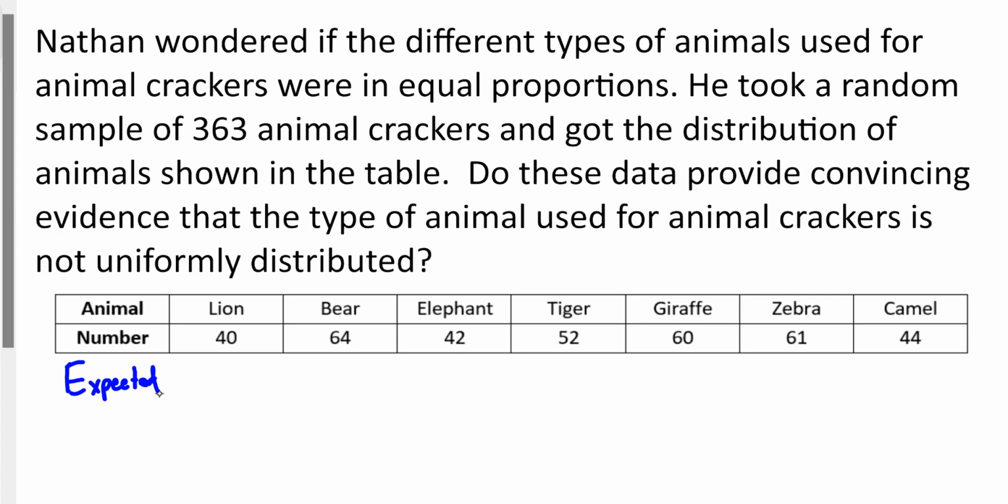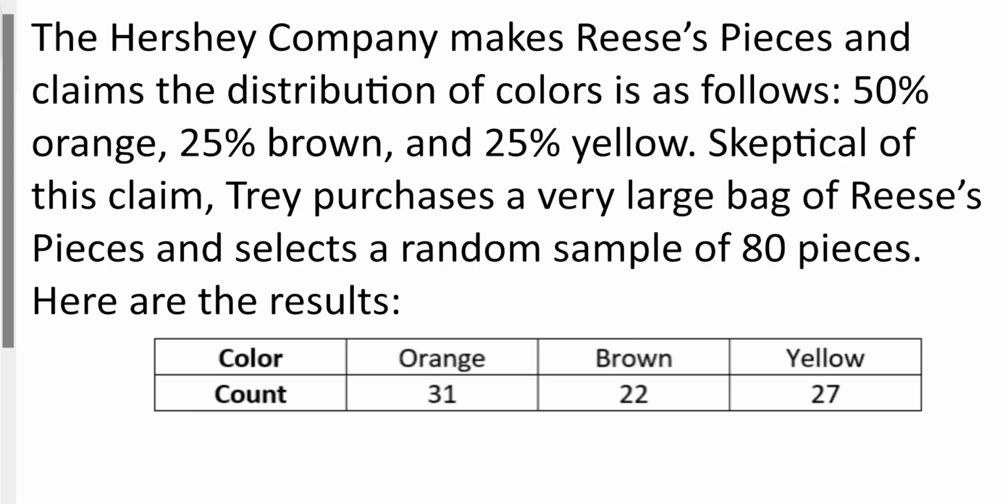Another example, Reese's Pieces. It doesn't have to all be equally likely. Hershey Company makes Reese's Pieces, and they say that there's going to be 50% orange, 25% brown, and 25% yellow. So if we have this sample of 80, the counts that were given, these are the observed counts, are not necessarily the same as the expected. If you're expecting 50% orange, you'd expect 40. That's half of the 80. And 20 of these and 20 of these. So clearly the counts are off from our sample, but we need to do this goodness of fit test to see if they're off by enough.